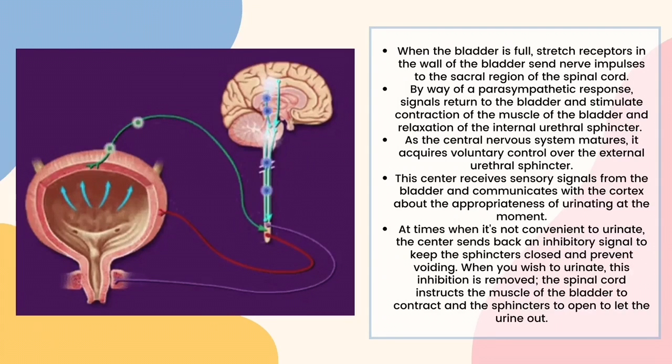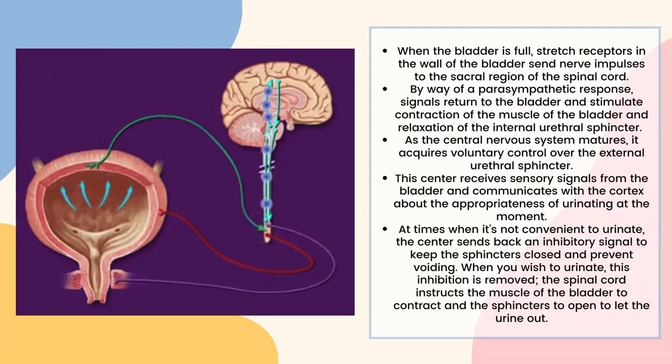In response, action potentials travel to the urinary bladder through parasympathetic fibers in the pelvic nerves. By way of a parasympathetic response, signals return to the bladder and stimulate contraction of the muscle of the bladder and relaxation of the internal urethral sphincter. This part of the reflex is involuntary and is predominant in infants and young children. As the central nervous system matures, it acquires voluntary control over the external urethral sphincter.